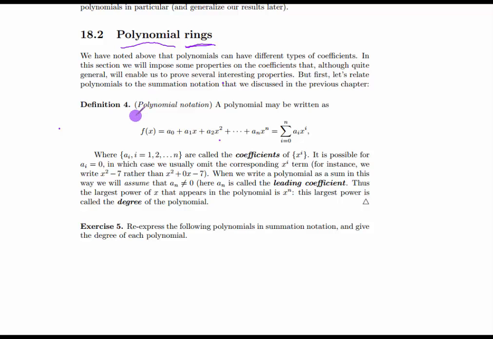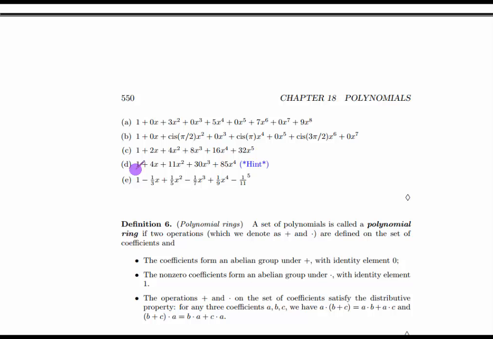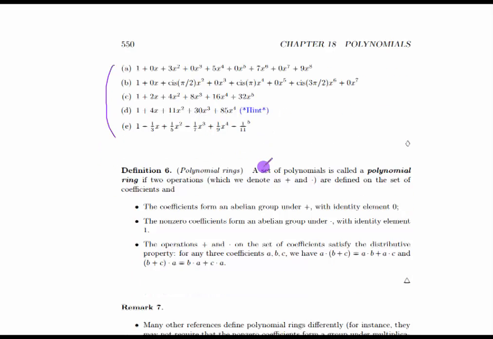All right, first of all, let's define our summation notation for polynomials. We've seen similar summations in the Summation Notations chapter. These a's are the coefficients, that is, a_i is the coefficient of x^i. The leading coefficient is the coefficient of x^n, and n is called the degree of this polynomial. Okay, so some exercises to reinforce this idea.